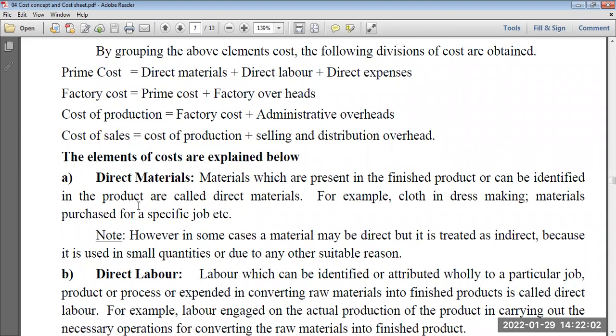What is the example for administrative cost? Administrative overheads: office rent, office manager salary, office furniture depreciation, any indirect costs which are related to administration, office. Then if you add office and administrative overheads along with factory cost, you will get the cost of production.